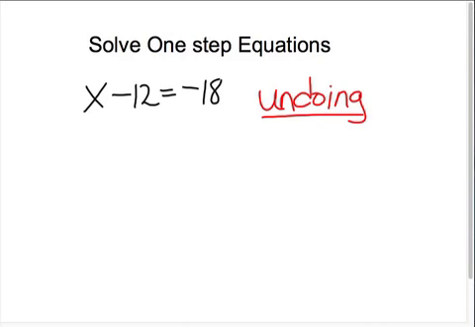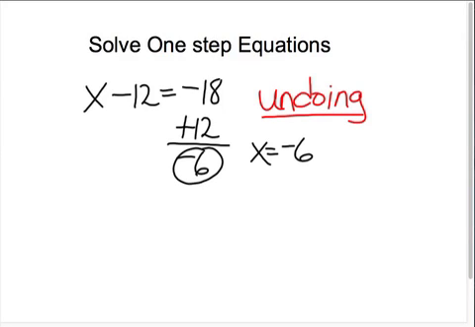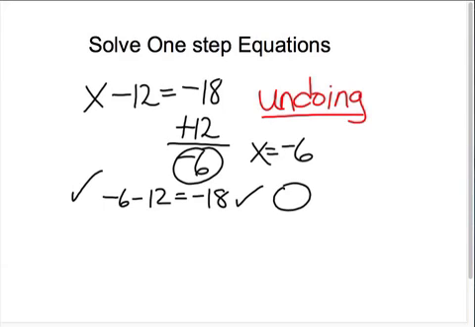To undo that, you are going to add 12 to the number on the other side of the equation. Adding 12 is the inverse of subtracting 12. When you get an answer, you're done. Negative 6 is your answer. You write down x equals negative 6, and to check it, you would put it back into the equation. Does negative 6 minus 12 equal negative 18? If you do your calculations right, you will agree that it does. Good job. Now let's move on to a slightly different problem.